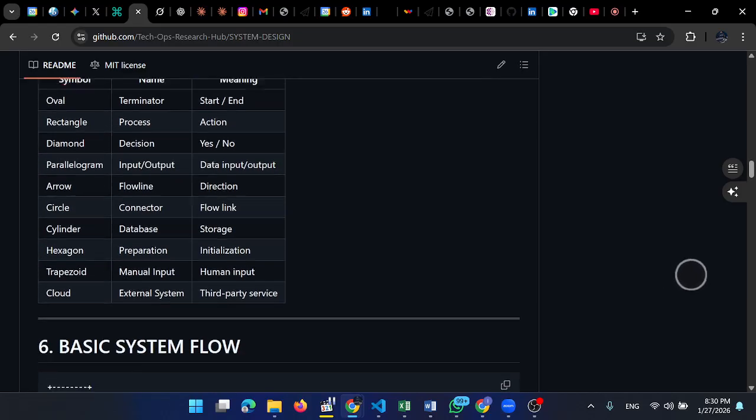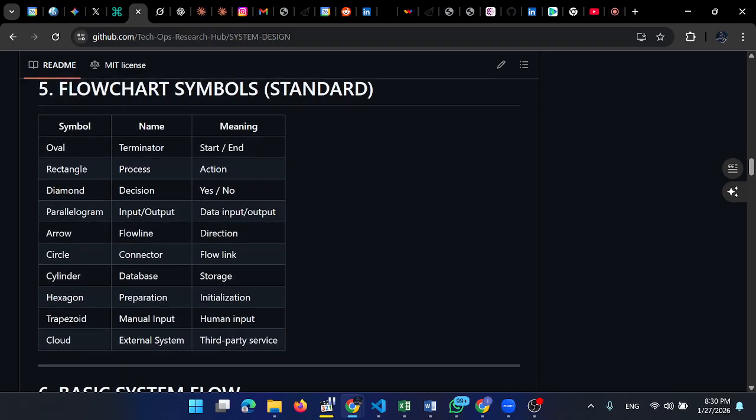It showcases databases. So all these symbols have their names and their meanings, and they all symbolize something, and that is why it's very important for us to understand what they symbolize and why we need to have them. So hexagon, it's all about preparation or initialization, right? That is all about it. Then trapezoid is a symbol for manual input or human input. Then cloud is more of an external system or a third party service.